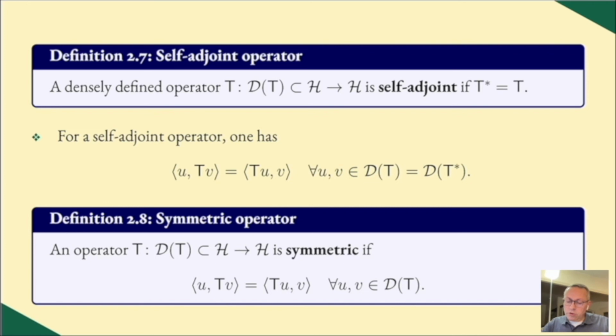And a word of caution here: if you want to learn some more quantum mechanics and you look in a physics book, these two notions, self-adjoint and symmetric, are not distinguished. They are both called Hermitian. But it's really important to distinguish them. We will see in the third lecture why one should work with self-adjoint operators.